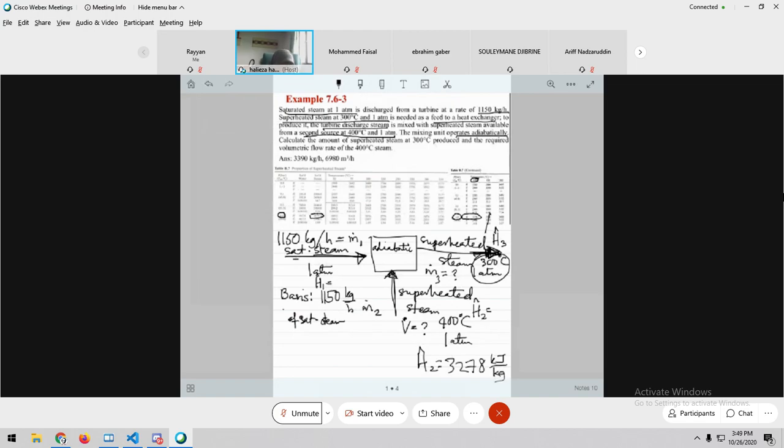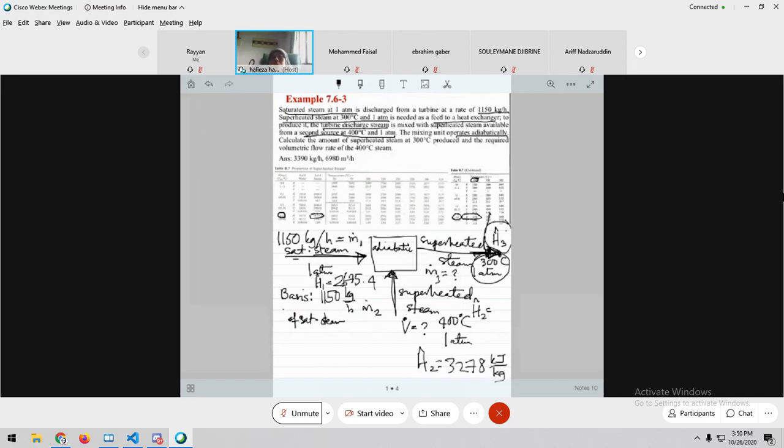This value just now, what was it? H2, something. Anybody? 2675.4, isn't it? The saturated steam. Yes. So for the superheated steam at 300 degrees C, 1 atm, can you read it off from the table? Anybody? 3074. Well, that value, you need to write it here.